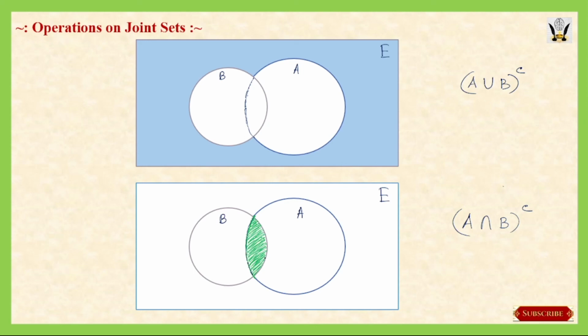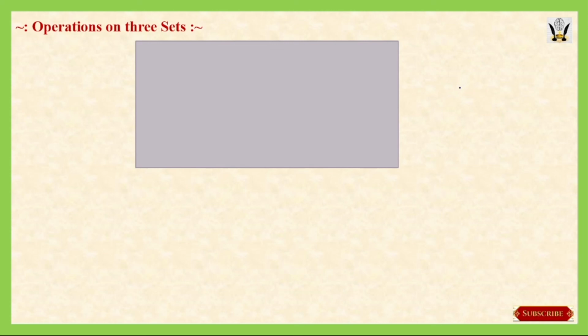Now we will perform some operations on 3 sets. So far we have performed all these operations on 2 sets. Now we will perform them on 3 sets and represent them using Venn diagrams. First we will perform the union operation. We have 3 sets A, B and C. First we will take the universal set E, then this is set A, this is set B, and this is our set C. The whole shaded area in this color is the result of union.